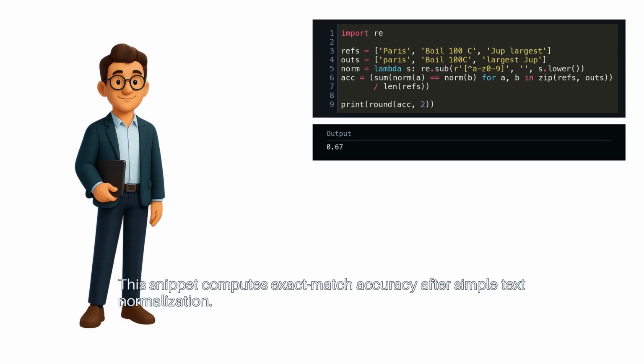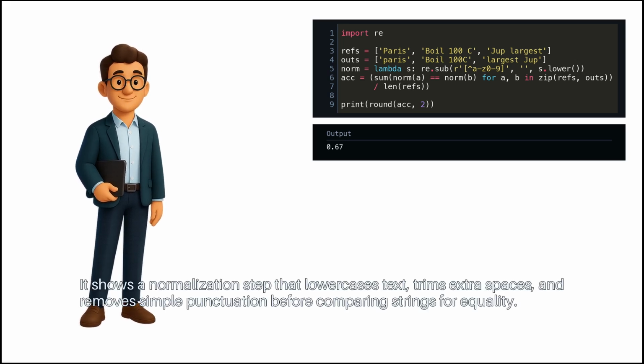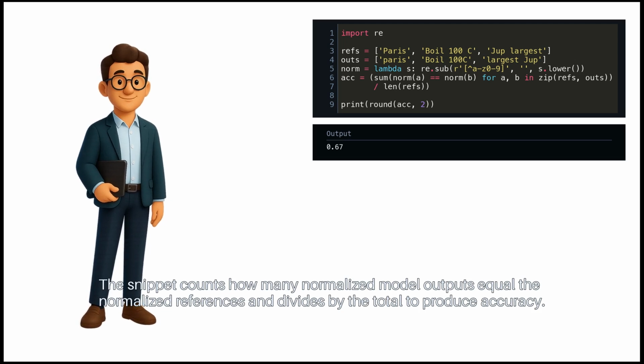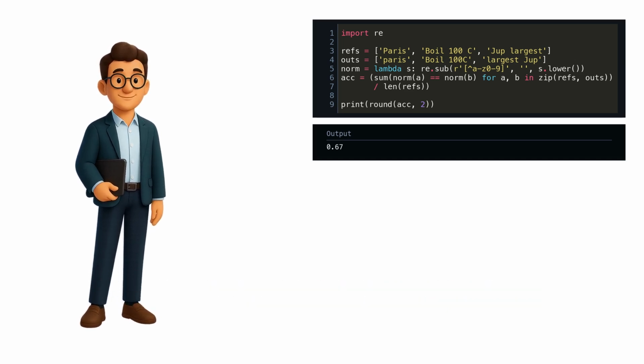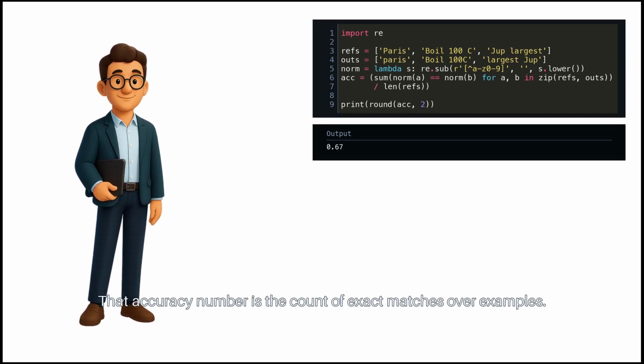This snippet computes exact match accuracy after simple text normalization. It shows a normalization step that lowercases text, trims extra spaces, and removes simple punctuation before comparing strings for equality. The snippet counts how many normalized model outputs equal the normalized references and divides by the total to produce accuracy. That accuracy number is the count of exact matches over examples.